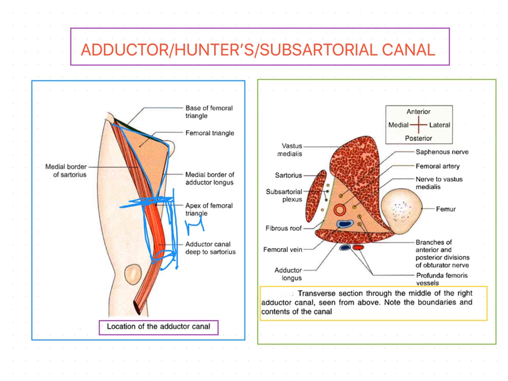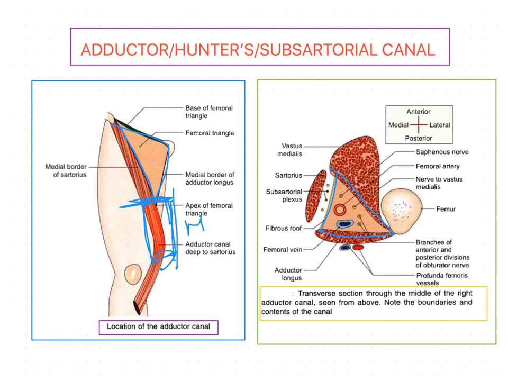If you see the shape, the canal is triangular on cross section. If you make the cross section, you can see the canal appears in a triangular shape. So this is a transverse section through the middle of the right adductor canal, which is seen from above. And in this picture, you can find the boundaries and contents of the canal.